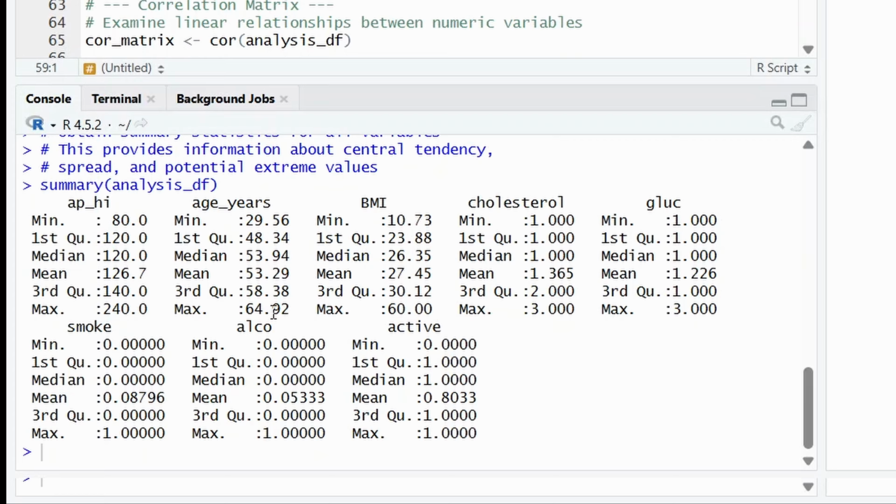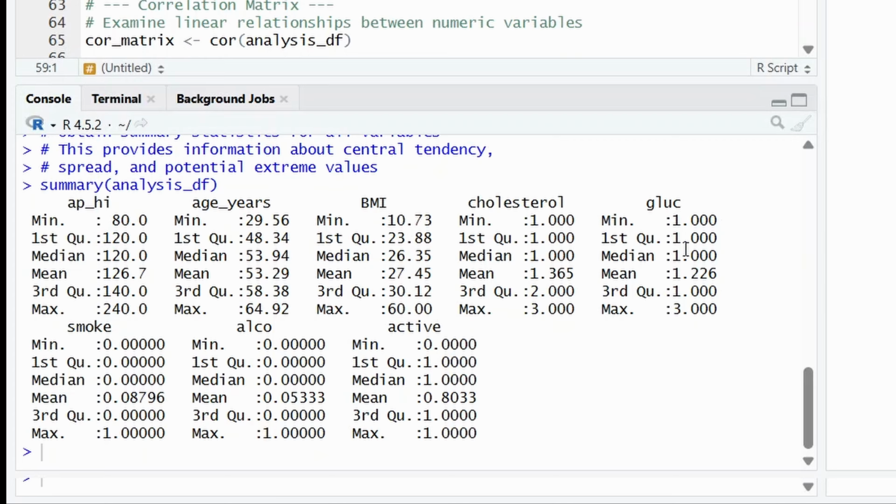Age_years ranges from about 30 to 65 years, with a median around 54 and a mean of 53, indicating most participants are middle-aged. BMI ranges from about 10.7 to 60, with a median of 26.35. Most people are clustered around the mid-20s, but the high maximum indicates a few extreme values. These are potential outliers we might want to be aware of.